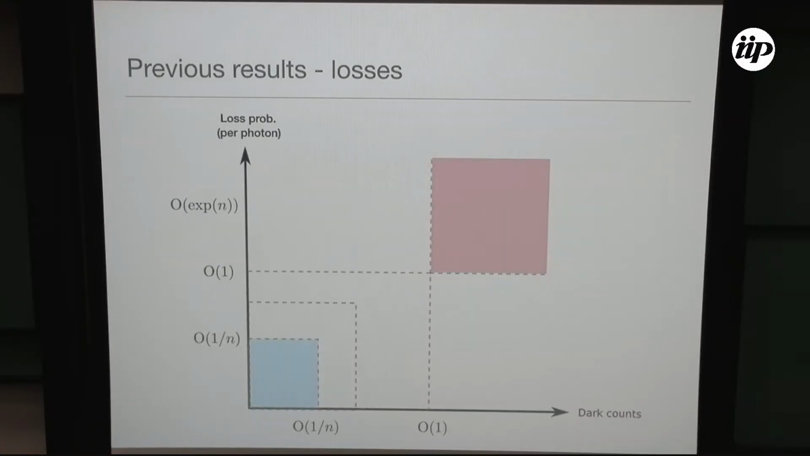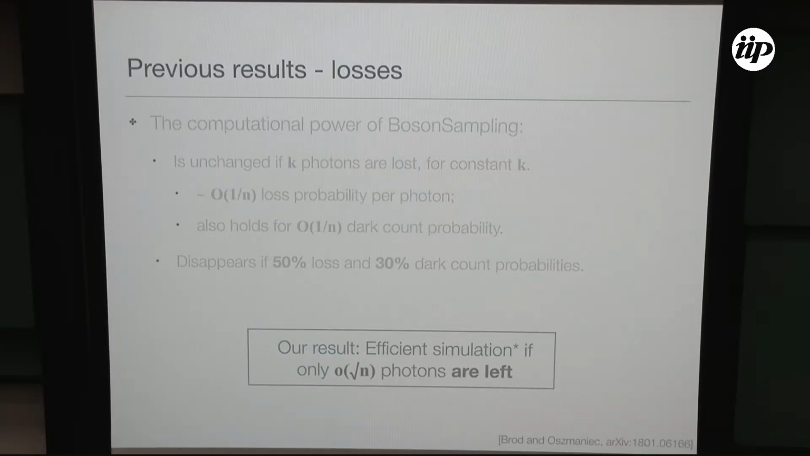Pictorially, what this means is that if you were to plot loss probability against dark counts, we know there's a tiny corner here where everything's still okay. We know there's a faraway corner where things get really bad and you don't have any computational power anymore. So the result that I'm going to tell you about today is the following.